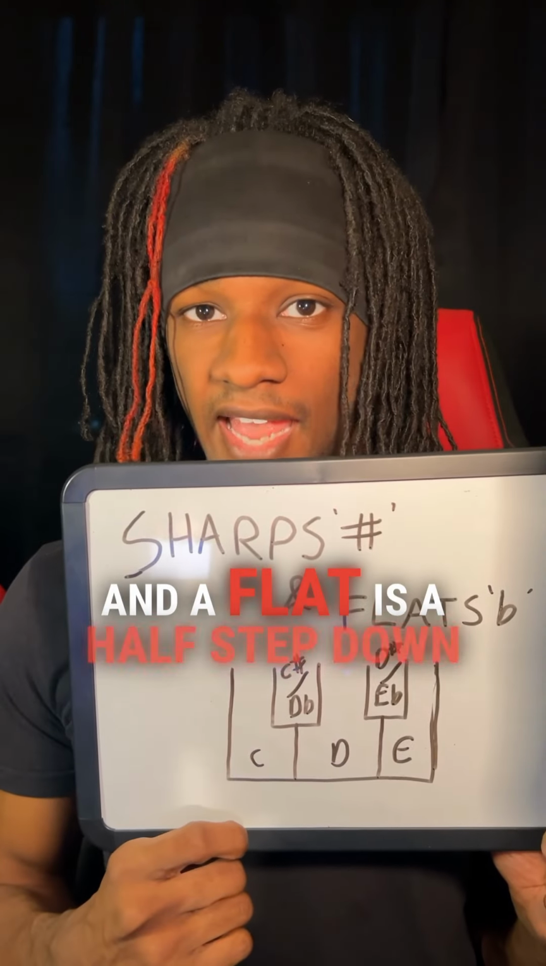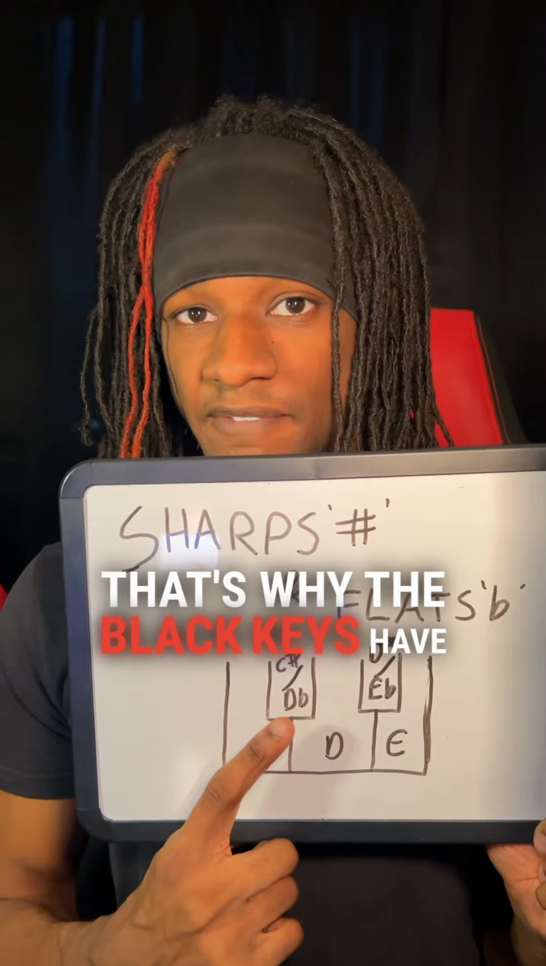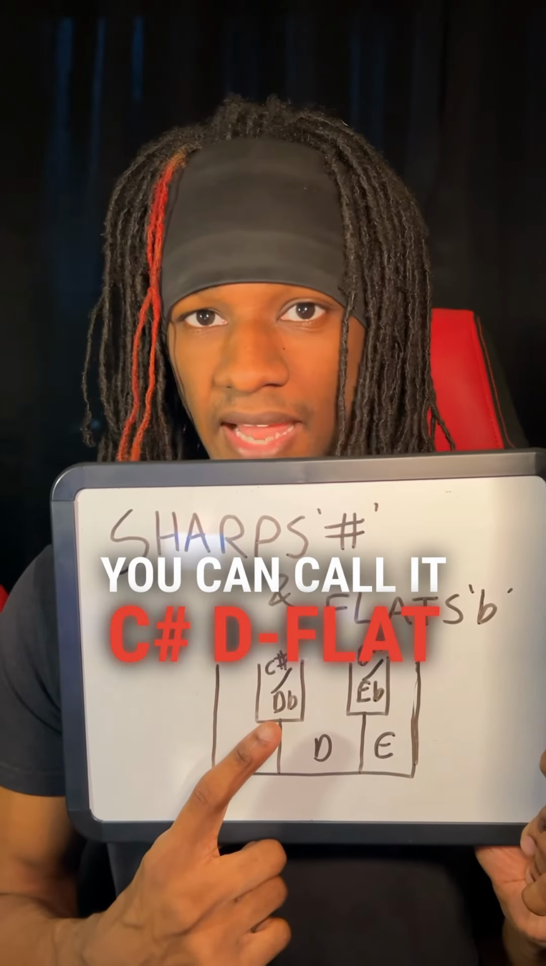And a flat is a half step down. So D a half step down is D flat. That's why the black keys have 2 names. You could call it C sharp or D flat, they're the same thing.